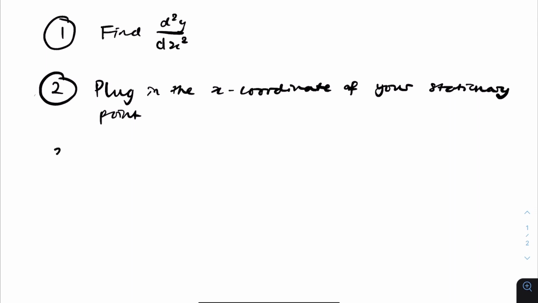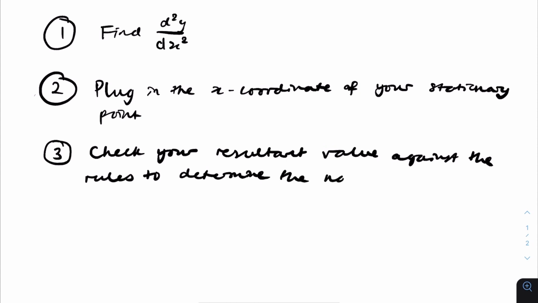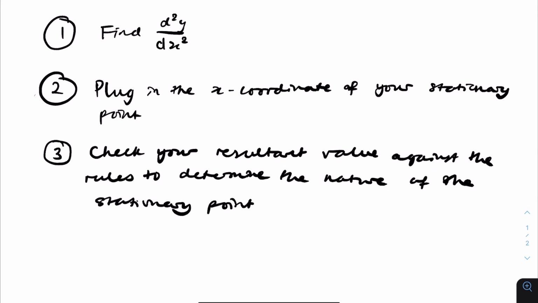And then 3, you would check your resultant value against the rules to determine the nature of the stationary point. Sorry, I'm writing really quickly, so my handwriting is pretty illegible, but essentially what this means is that if it's greater than 0, then you have a minimum. If it's equal to 0, you have an inflection point, and if it's less than 0, you have a maximum.